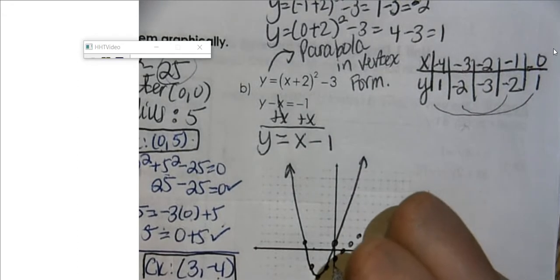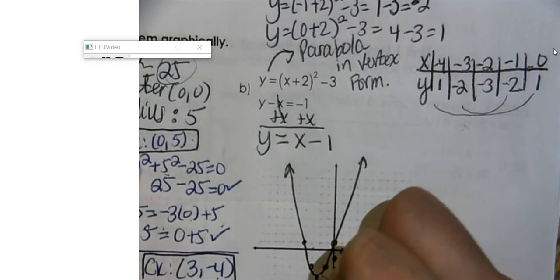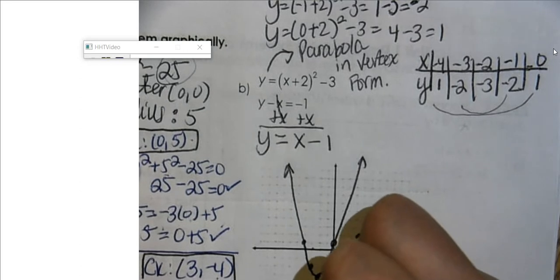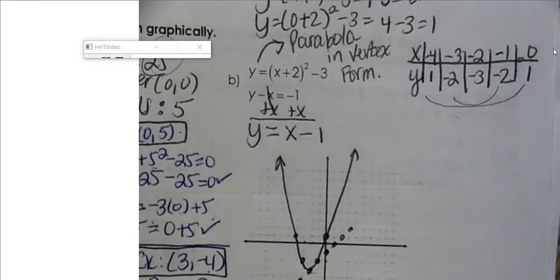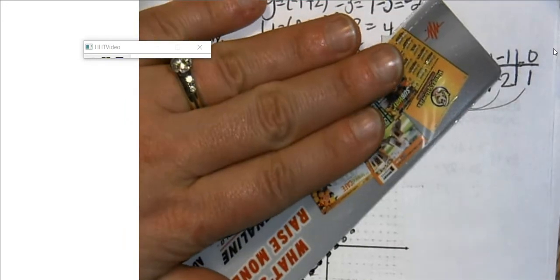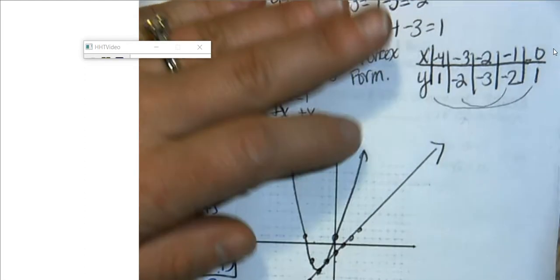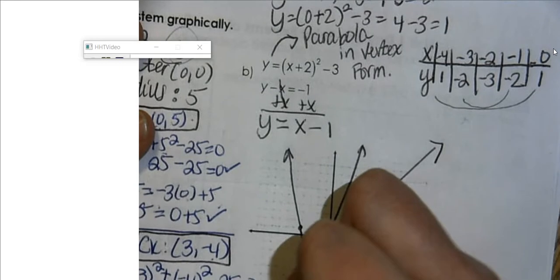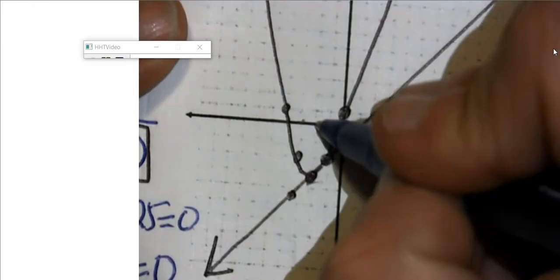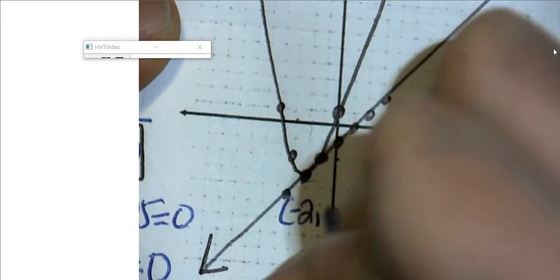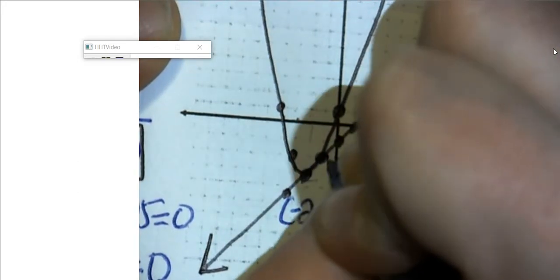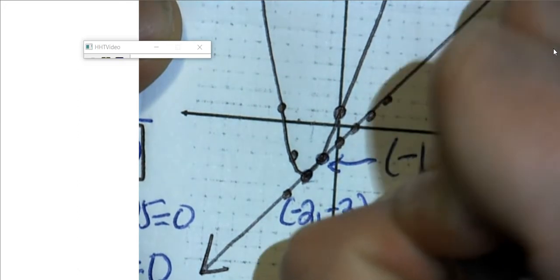So I'm going to go down 1 to the right 1, down 1 to the right 1, down 1 to the right 1. And using my straight edge, I'm going to draw a straight line going through all of these points. And there appears to be 2 points of intersection this time, 2 locations. And those locations, if we look at it really closely, appear to be at the vertex, which is at negative 2, negative 3, as well as this point right here, and that point is located at negative 1, negative 2.